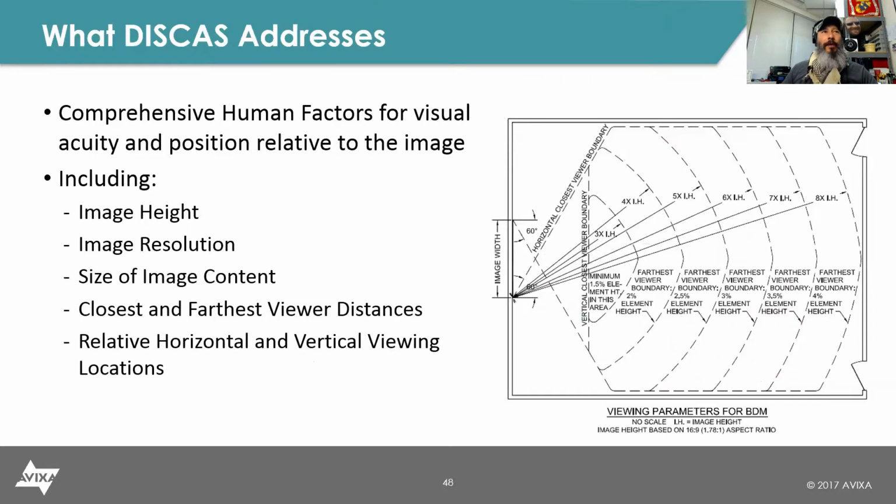So we're going to address a couple things: image height, image resolution, content, closest and furthest viewer. And another thing that 468 didn't address is if the display is higher, we have to take that into consideration, or if the display is lower. So horizontal and vertical viewing distance, like how far off axis I can go. Now, we had some good best practices for so many degrees of angle from the center, so many from the side. This actually gives us hard numbers to hit.